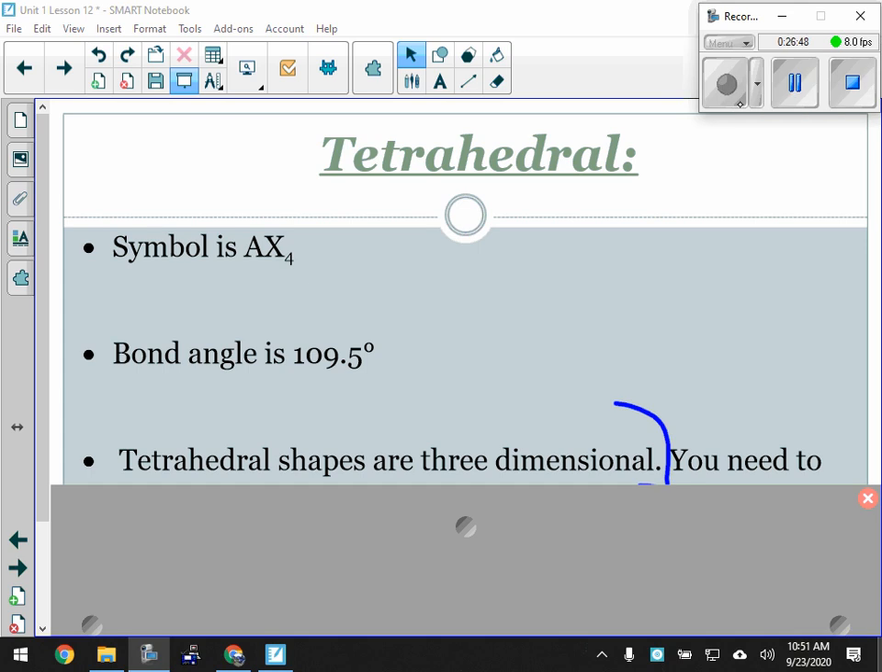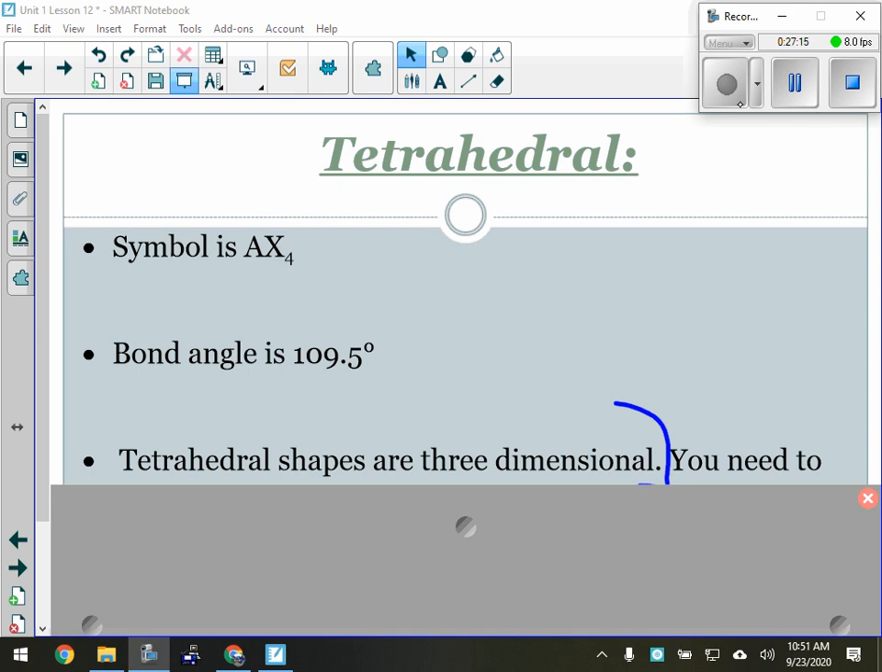Does anyone know an example of tetrahedral already? We've drawn quite a few already, but what has four things around the central atom? Give me an example. Yeah, absolutely. Carbon tetrahydride, right? Carbon tetrafluoride, carbon is really good at having four things around it, isn't it? So carbon tetrahydride, carbon tetrafluoride, carbon tetrachloride, carbon tetra whatever, those are really good.